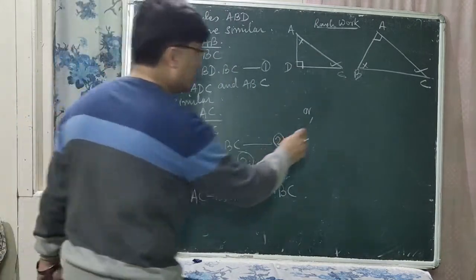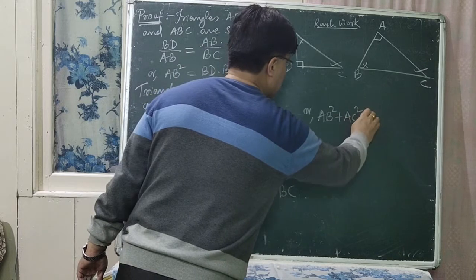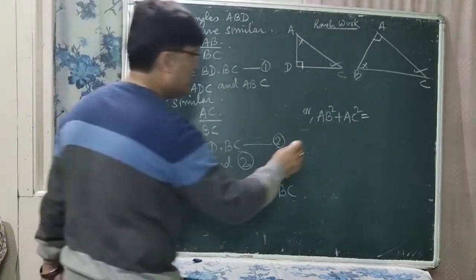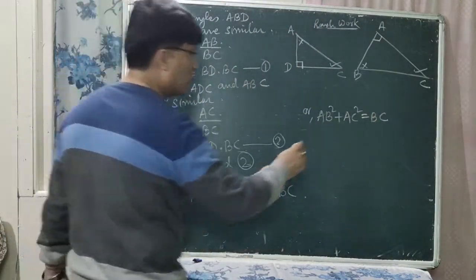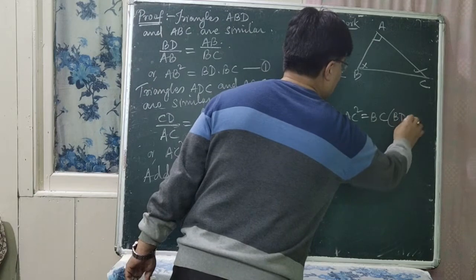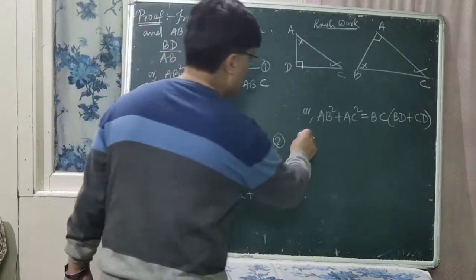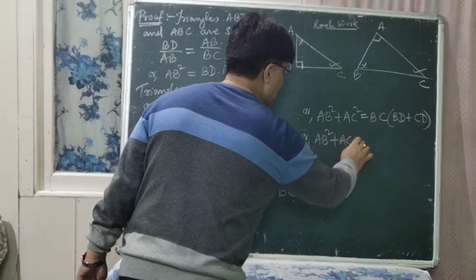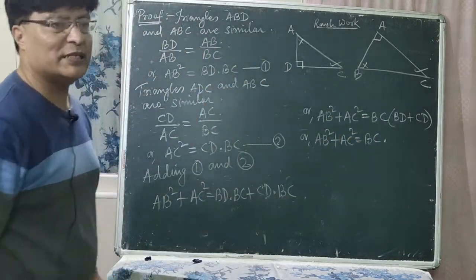Now write down AB square plus AC square. AB square plus AC square is equal to, now what is common here? That is BC is common here. That is BC is taken common. So within bracket, what do we get? BD plus CD. Or AB square plus AC square is equal to BC dot. What is that BD plus CD?